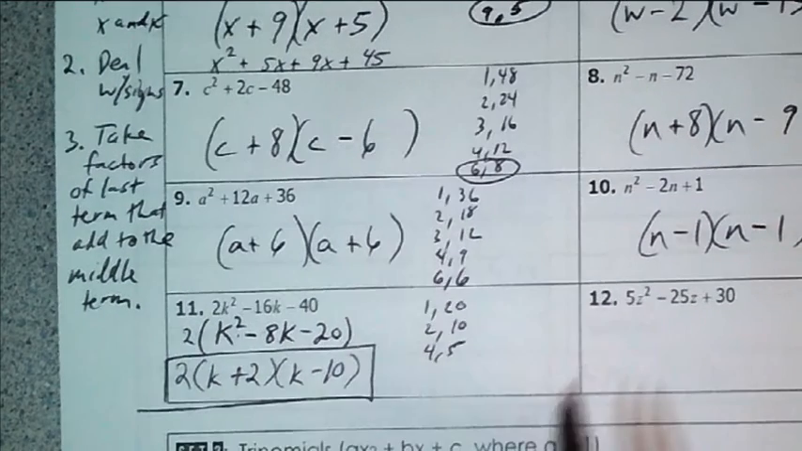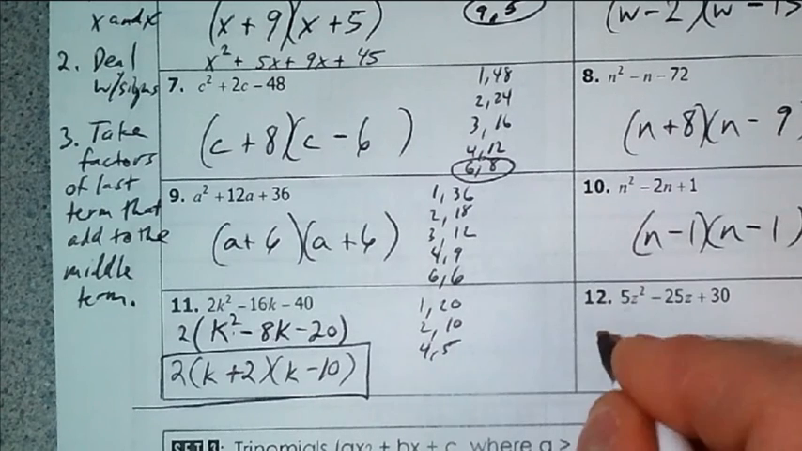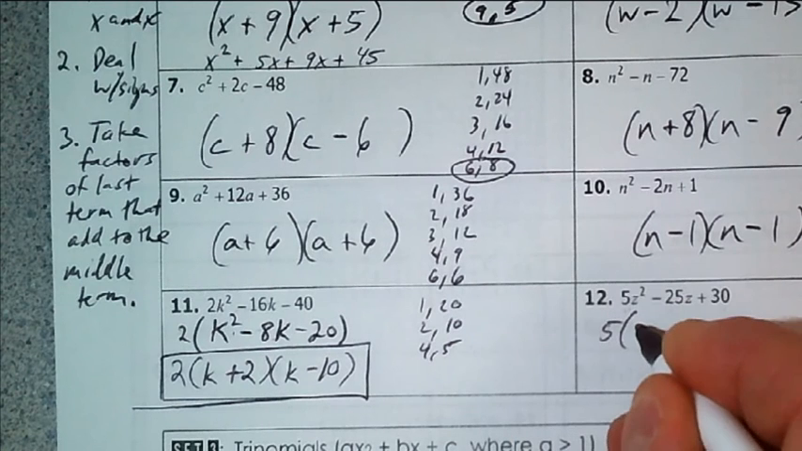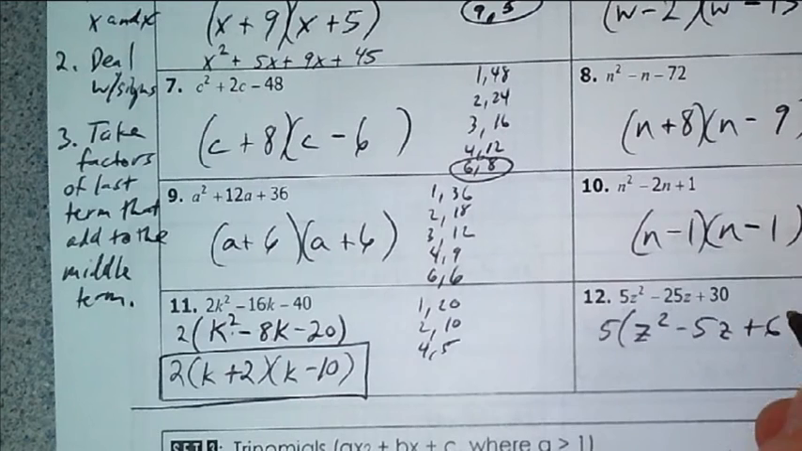Alright. This one also has a GCF. GCF is 5. Factor it out. What's left when I divide out the 5? Do it. Z squared minus 5Z minus 6. Good. Plus 6. Alright, good.